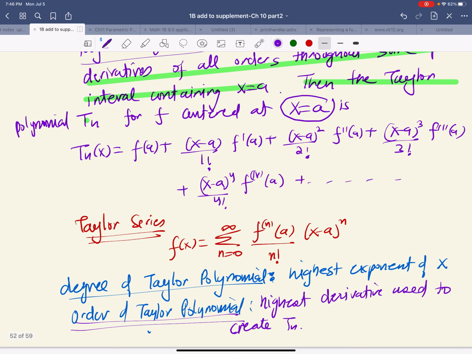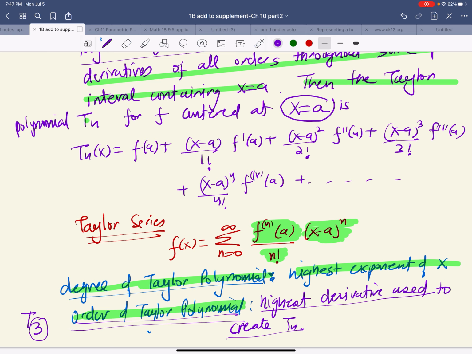And we can write the Taylor series by thinking about the general nth term here. It would be the summation from n equals 0 to infinity of the nth derivative of f at point a over n factorial times (x minus a) to the nth power. The degree of a Taylor polynomial is the highest exponent of x. And the order of Taylor polynomials: when you see T3, we are talking about the Taylor polynomial of order 3. So the 3 in the subscript is the order for the Taylor polynomial.